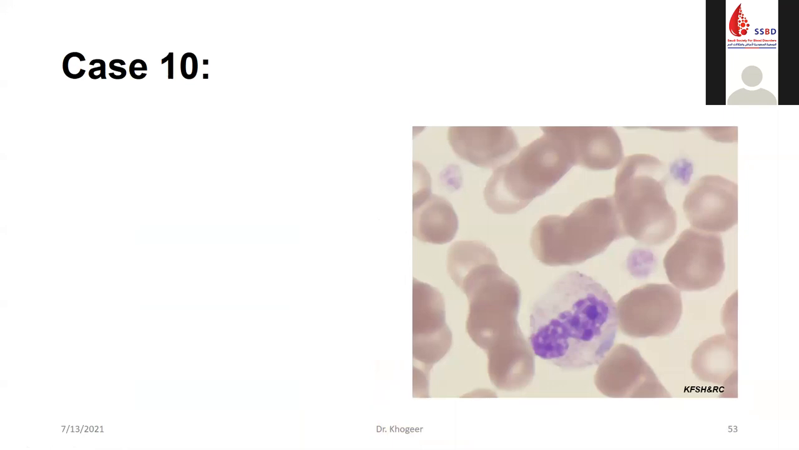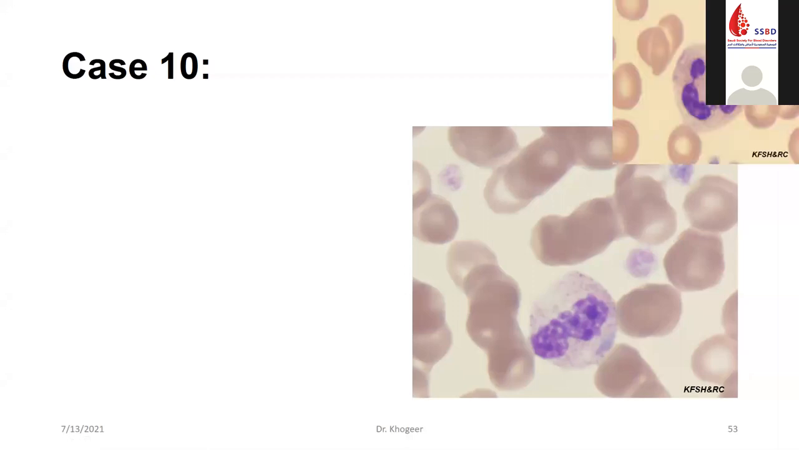Okay, case 10. There is no case scenario. Any suggestion what this abnormal neutrophil is called? May-Hegglin, another suggestion, yes. So this neutrophil shows Dohle-like inclusion bodies, along with large or giant platelets. That's true. If we compare it with the normal neutrophils, as you can see, there are no inclusions similar to this one. So this is May-Hegglin anomaly.